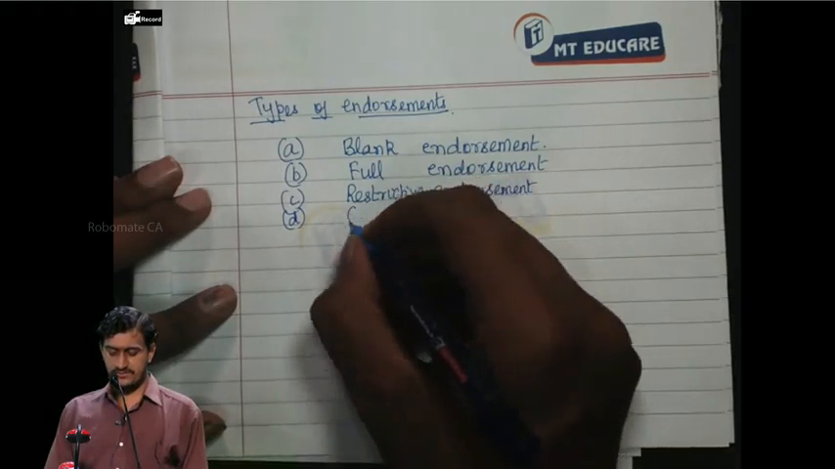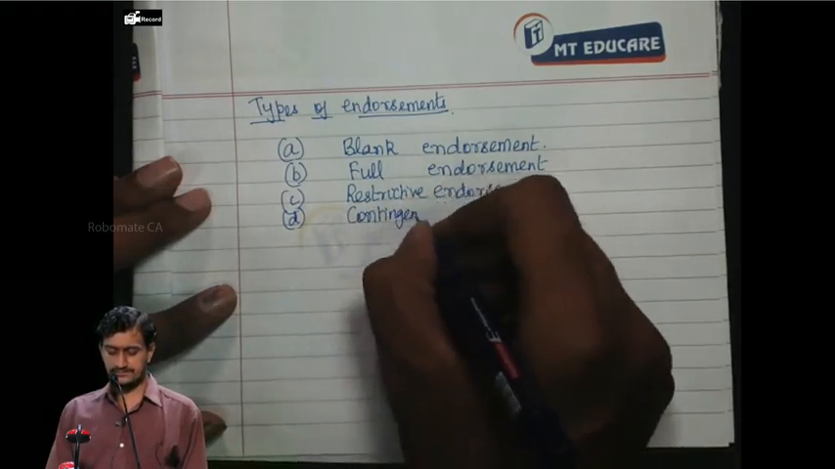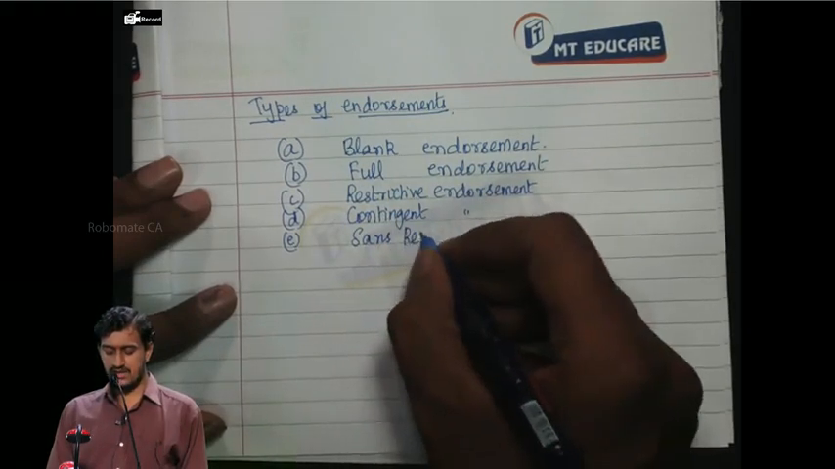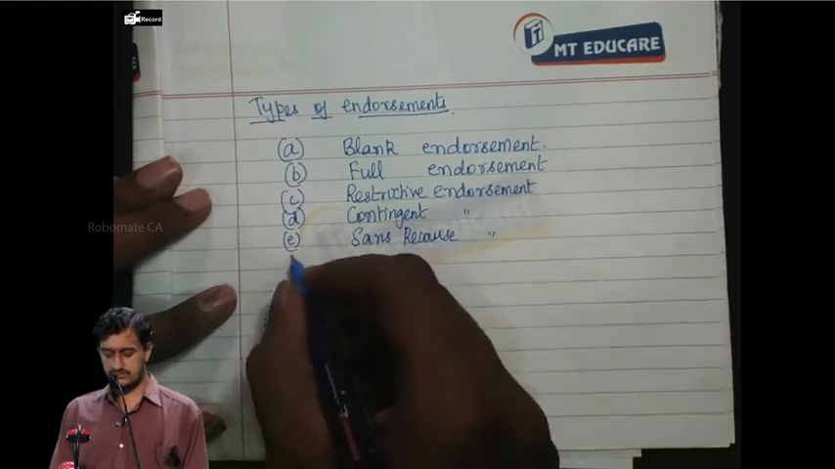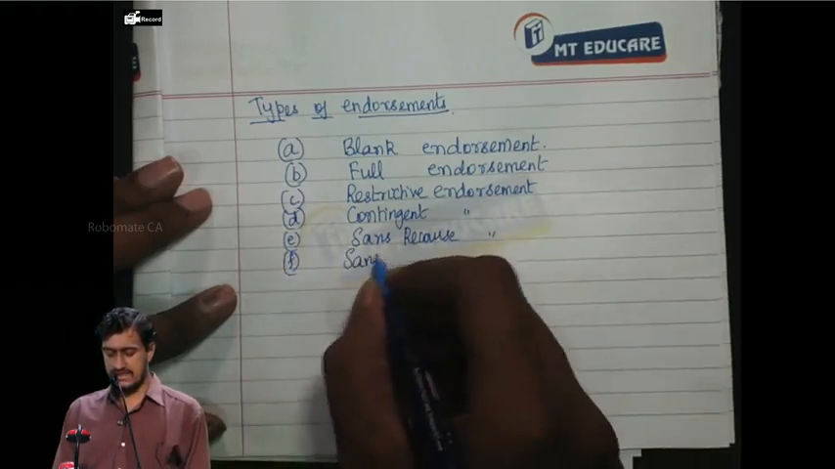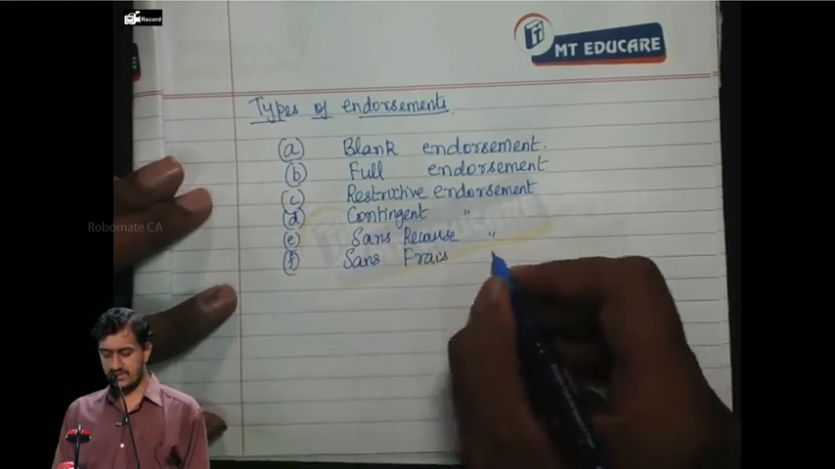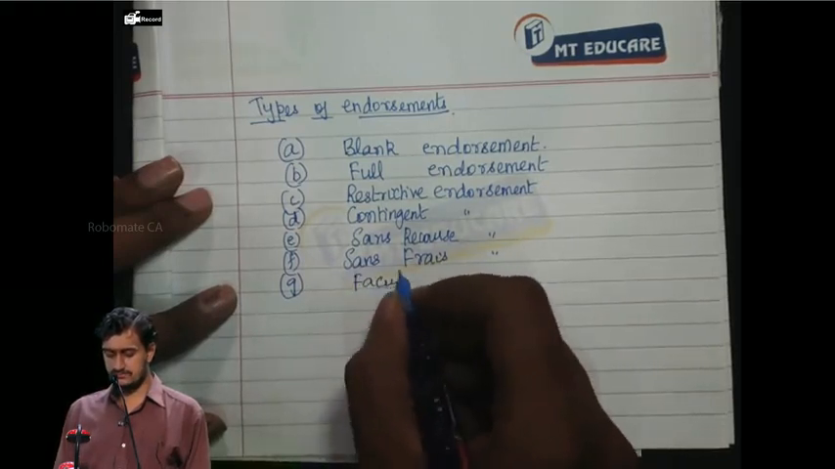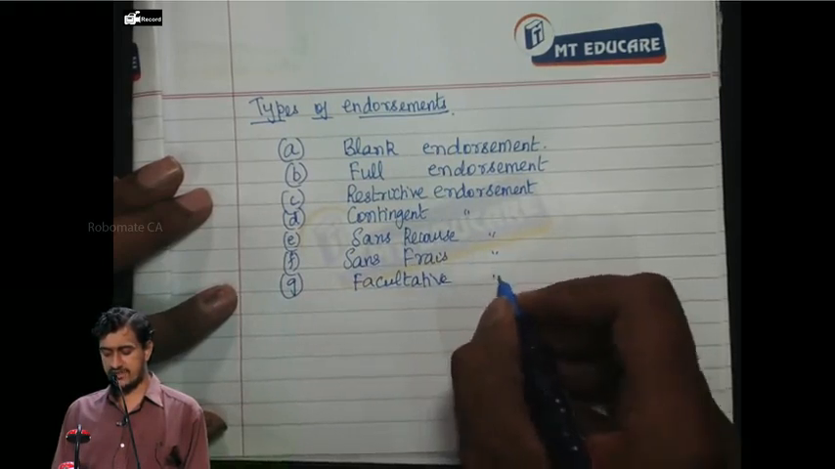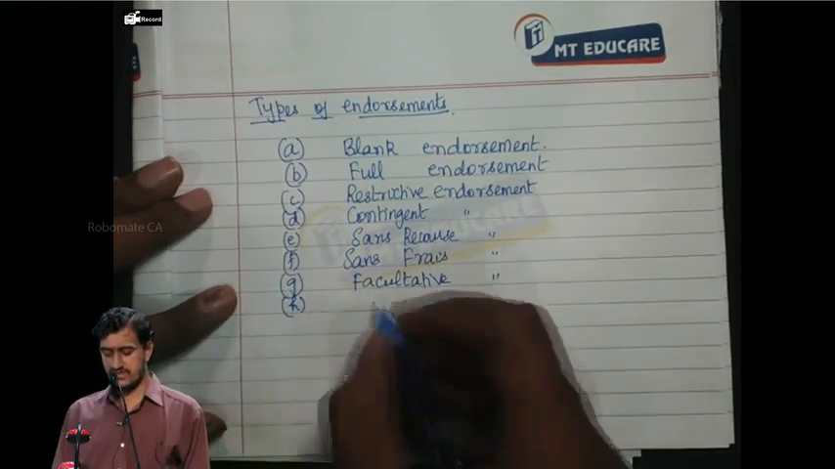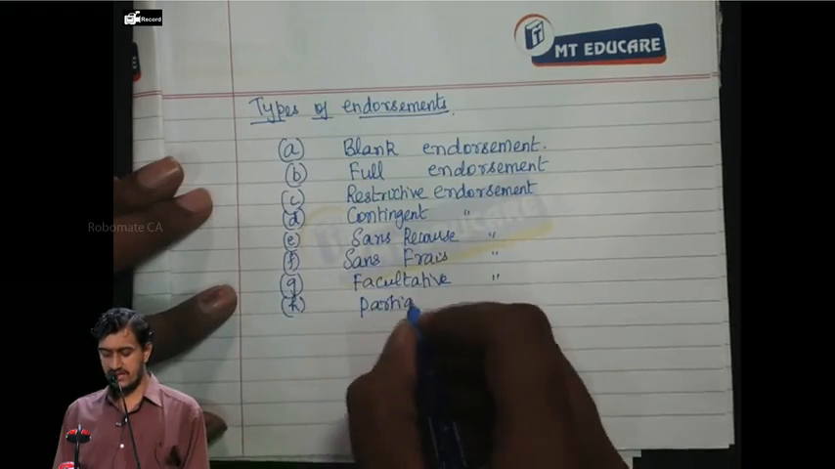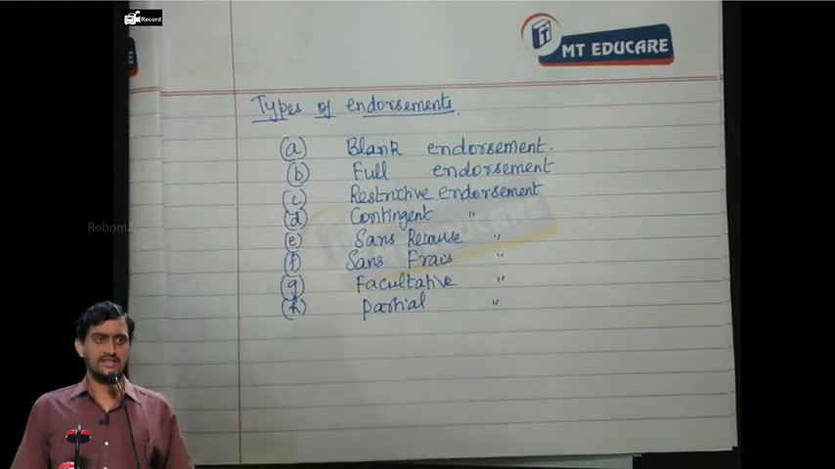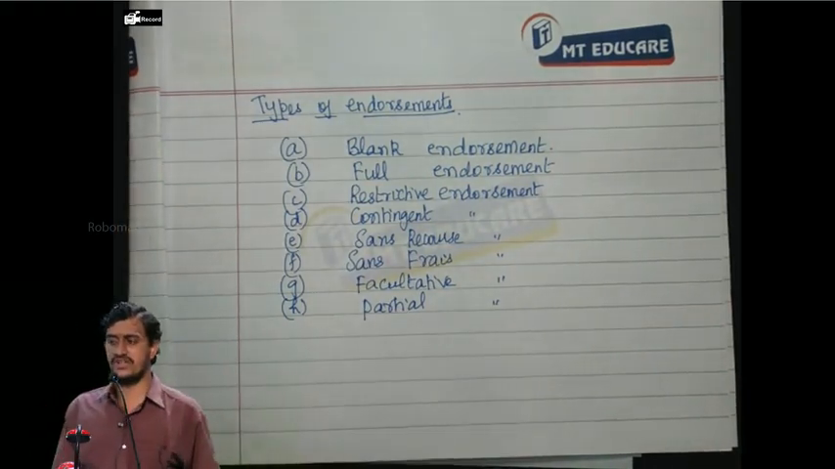Next I will be discussing about contingent endorsement. Next about sans recourse endorsement. Next is sans phrase endorsement. Next is facultative endorsement. Next is partial endorsement. So now friends, these are all the 8 types of endorsements which we are going to discuss.